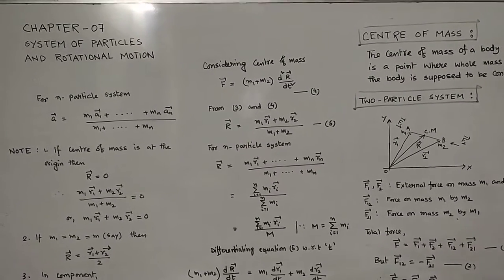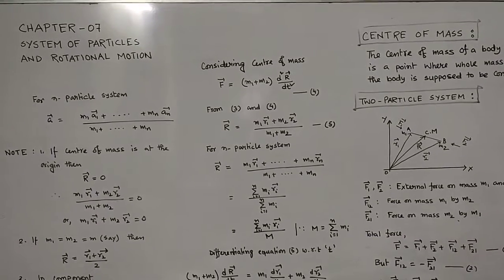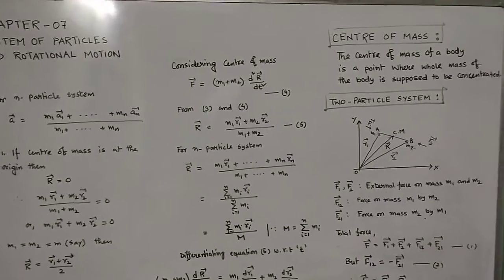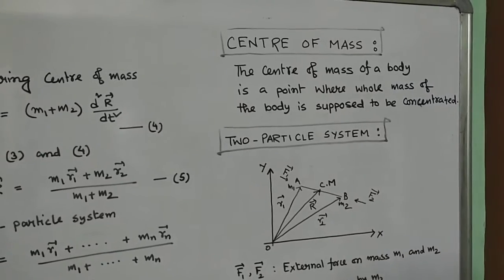Good morning, students. Today we are going to discuss a new chapter, chapter 7. Chapter 7 is System of Particles and Rotational Motion. Now the first topic which we are going to define is the center of mass. I think most of you know what the center of mass is.